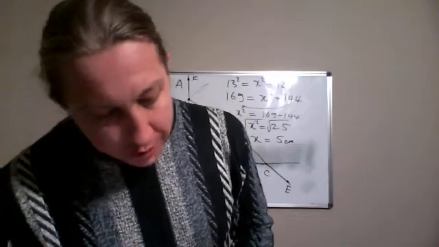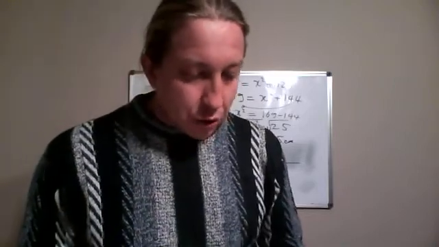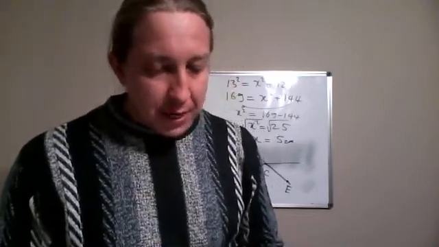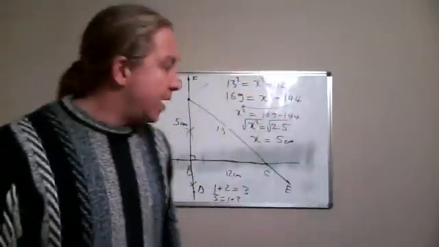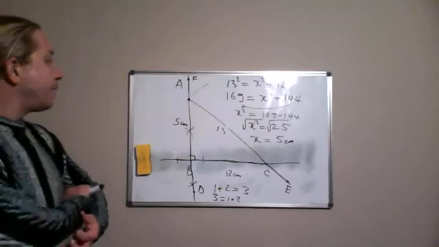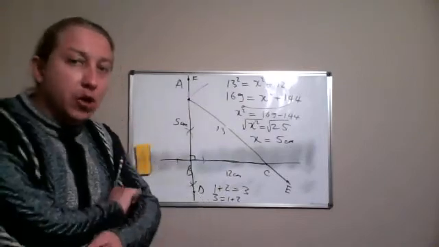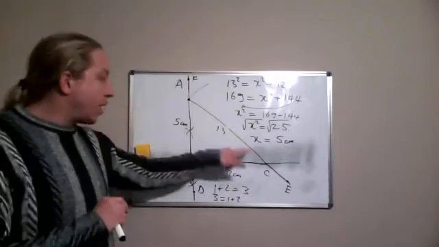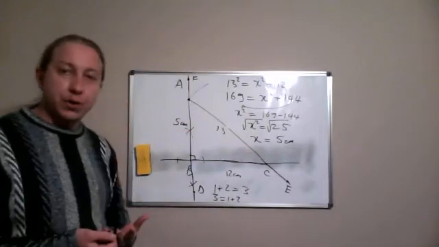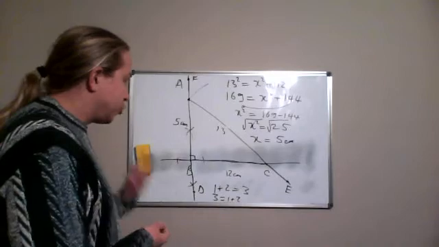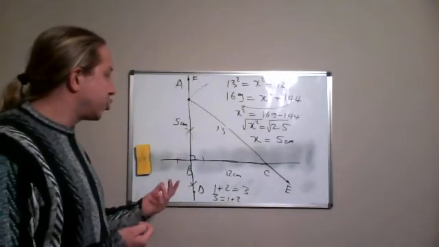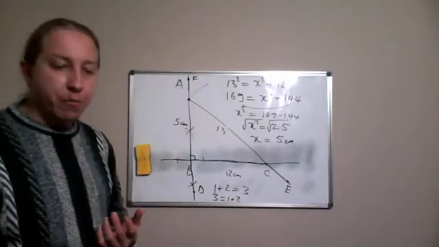Let's continue. Show that each exterior angle of triangle ABC is equal to the sum of the interior opposite angles of the triangle. Okay, so here, have they given us any angles? The answer is no. They haven't given us a single one of these angles for us to use. Okay, but we have to show. So they didn't ask us to construct. So here you can use your protractor.